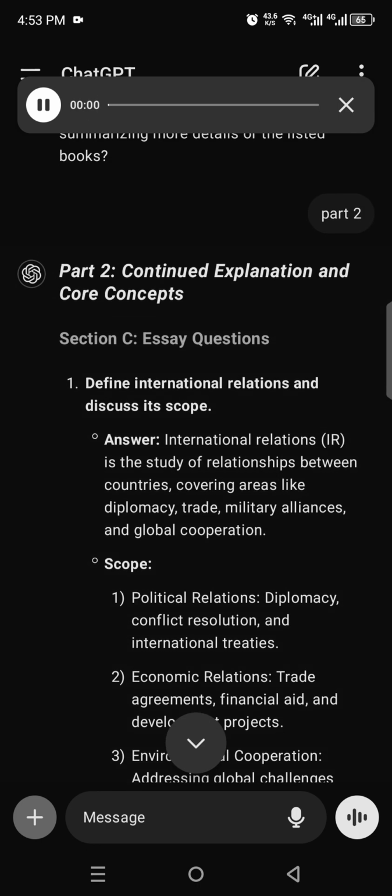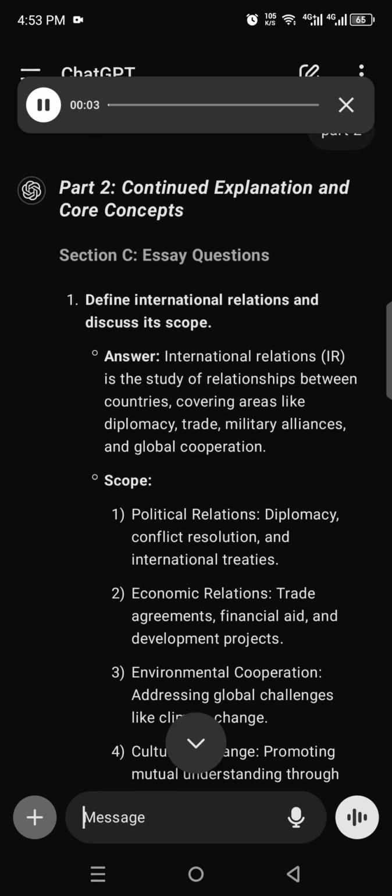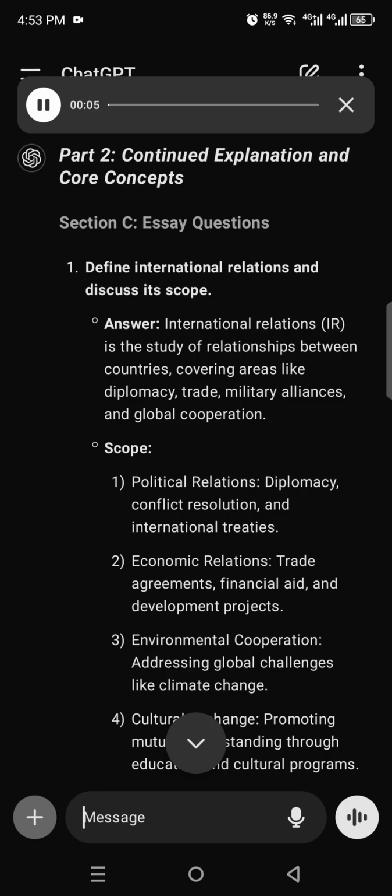Part 2, continued explanation and core concepts. Section C, essay questions. 7. Define international relations and discuss its scope.